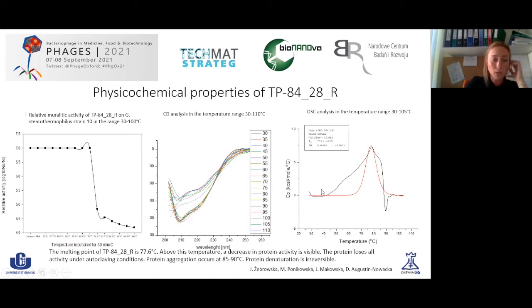Differential scanning calorimetry analysis was used to determine the exact melting point and unfolding temperature of the protein. The melting point was found at 77.6 Celsius degrees. As you can see on the graph on the right side, clearly the peak is the denaturation, the melting point of the protein, and furthermore, the characteristic appearance of the graph at 90 Celsius degrees indicates aggregation. Here, aggregation of protein molecules.